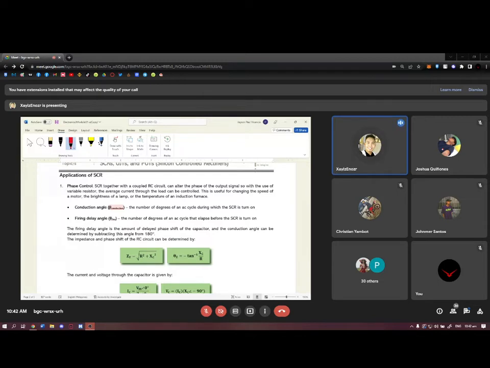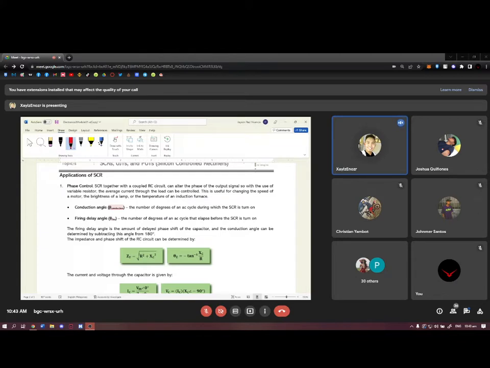So kaya nga sabi dito, ginagamit siya para mag-change ng speed ng motor, the brightness sa lamp, temperature of induction furnace. Bakit pwede niyang baguhin yung mga parameters? Kasi once na binabago mo yung average current and average voltage na pumapasok sa ating load, obviously pwedeng mabago yung speed, pwedeng mabago yung brightness. Okay, so yun. Sa phase control, meron tayong tinatawag na conduction angle and the firing delay angle.